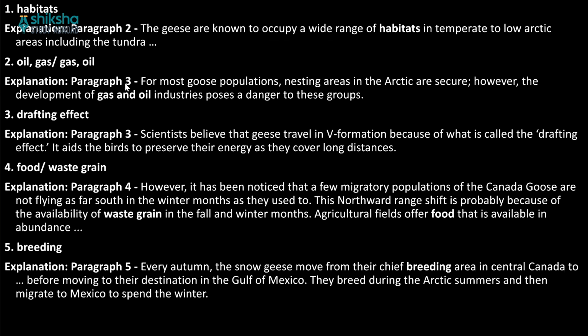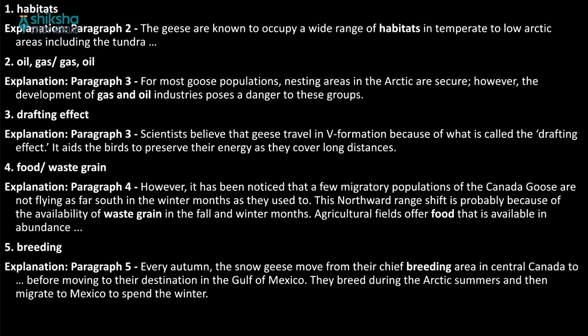They have found this answer in paragraph 3. For most goose populations, nesting areas in the Arctic are secure. However, the development of gas and oil industries poses a danger to these groups. So you can see gas and oil, 2 words. So it has been fitted as a correct answer here for the second one.